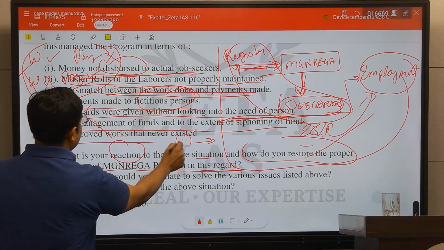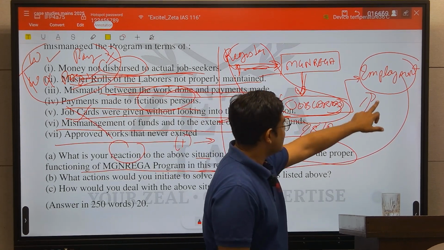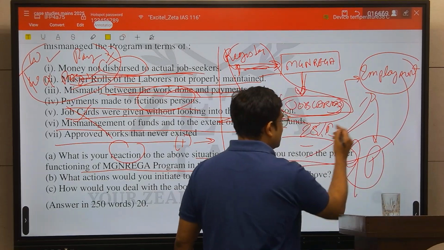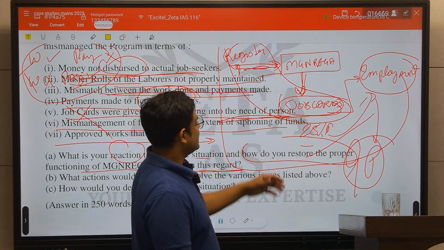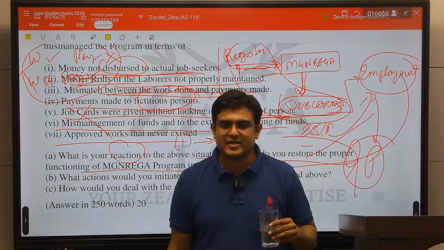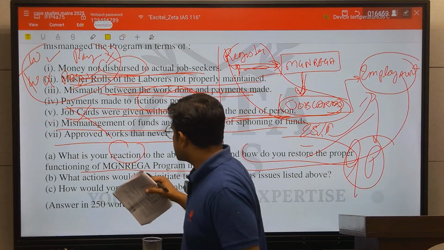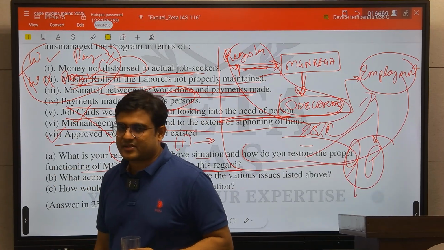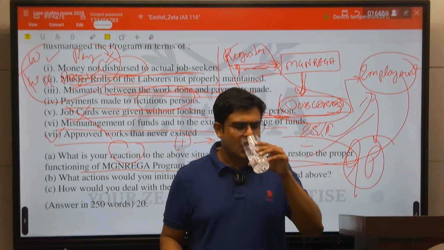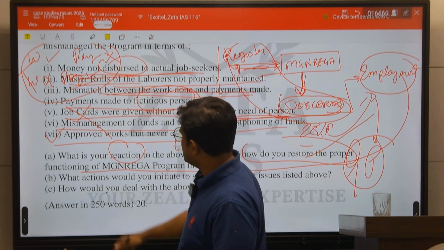Approved work that never existed. So who is this person approving works? Gram Panchayat is playing a role, so accountability here also should be fixed. The district collector also plays a role in approving work, videos, etc. Fix accountability. Then you need geotagging of work; digital aspects, technical aspects you can use. So that way, in brief, write about all these 7 issues.